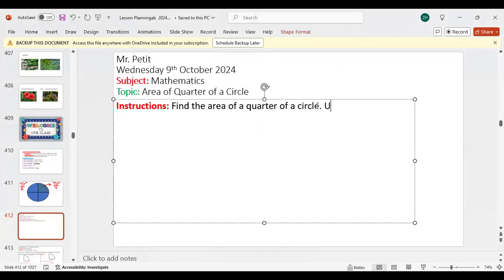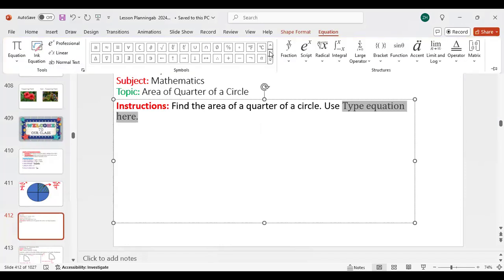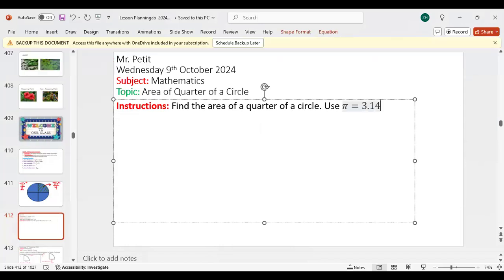Now what are we going to use? We're going to use pi as what? In the formula, we're going to use pi as 3.14. So we say pi is equal to 3.14. Okay, that's what we have pi as.